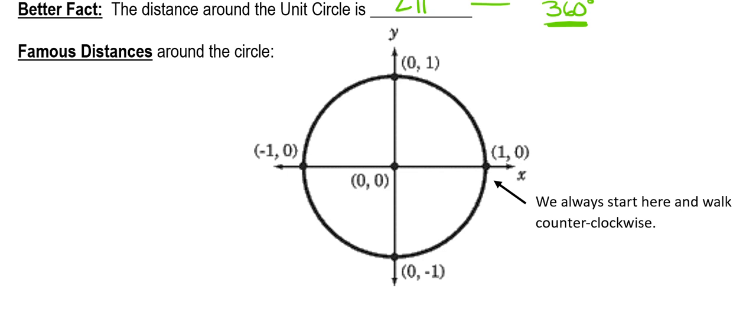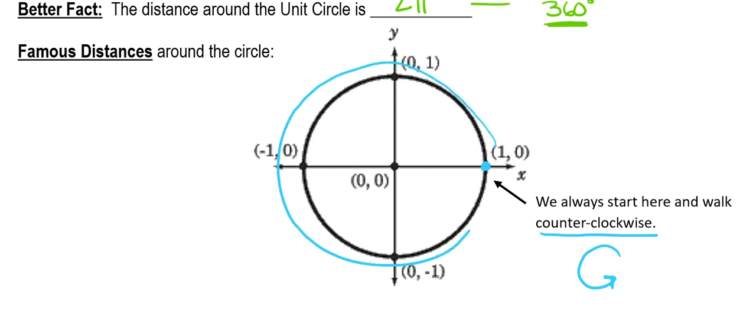If we're going to take a walk, we want to note that we're always going to start at this 1, 0, and then you always walk counterclockwise. So think about a clock. Which way do you walk? We're always going to walk that way. Make a little G. Walk counterclockwise. That's how you're going to walk around the unit circle. And so what I know is that if I go all the way around, that's 2 pi. So I don't want to go all the way around.